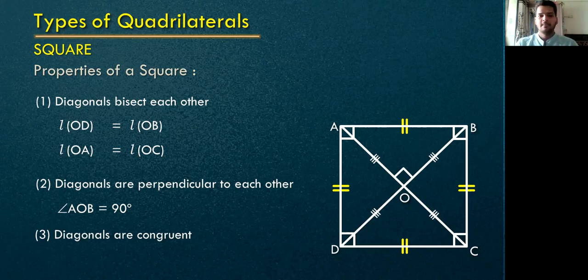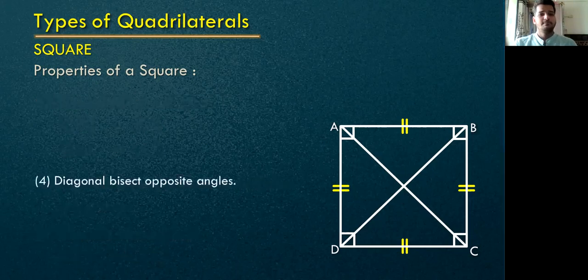Third property, the diagonals are congruent to each other. So we can say segment AC is congruent to segment BD. Correct? So three properties we have learned regarding diagonals of a square. Diagonals bisect each other, they are perpendicular to each other, and they are congruent to each other.